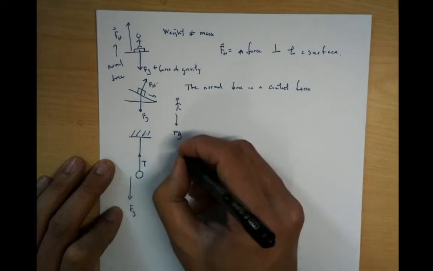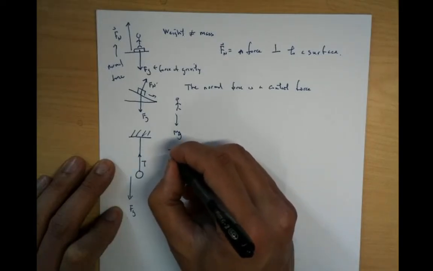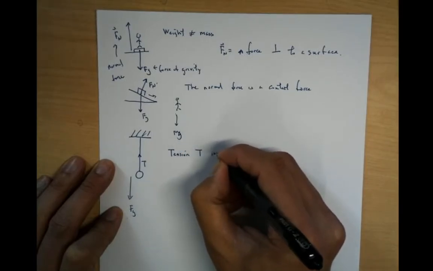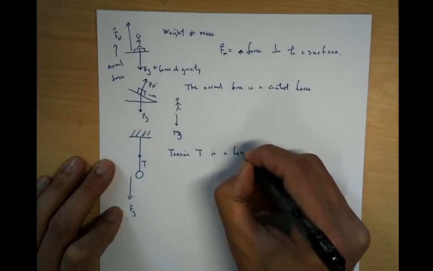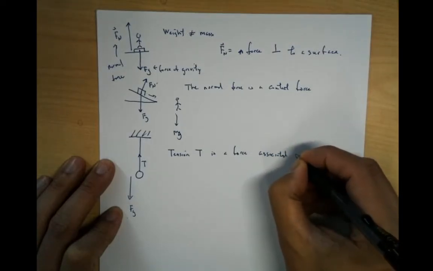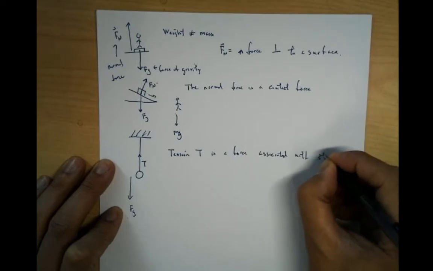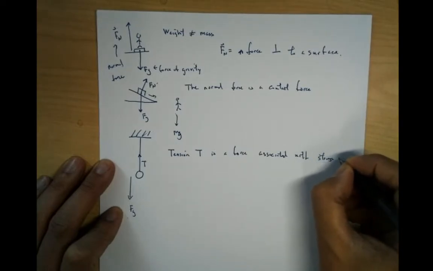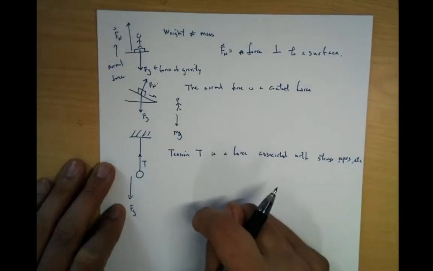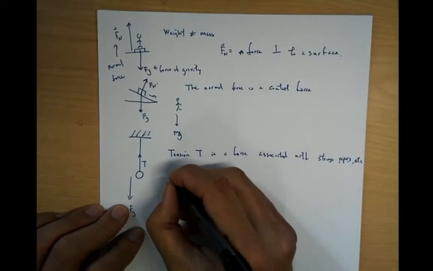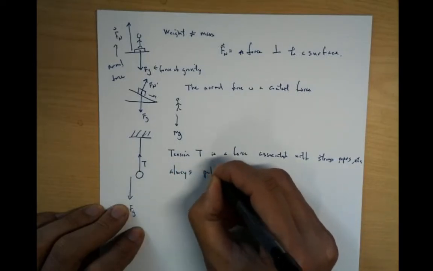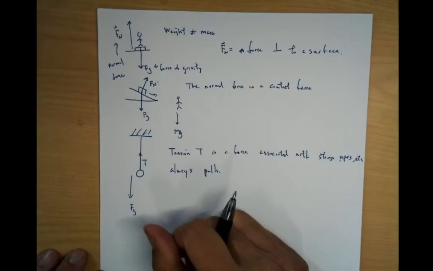So tension, T, is a force associated with strings or ropes, etc. And it has a property that it always pulls. Right, you can't push a string, after all.